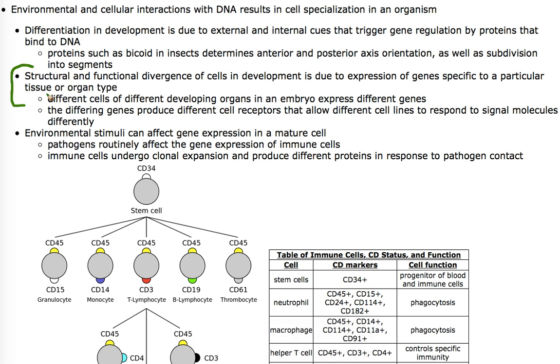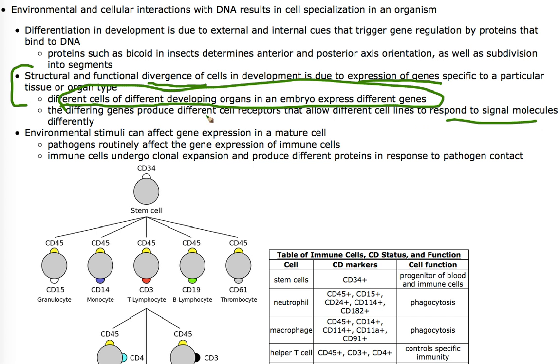Structural and functional divergence of cells in a multicellular organism during development is due to different genes turning on in different cells, which causes the cells to make different proteins and become different from one another. Simultaneously, those cells are suppressing other genes to prevent them from making other proteins, which would prevent them from differentiating. So different cells of different developing organs in an embryo express different genes. The differing genes produce different cell receptors that allow different cell lines to respond to signals differently.